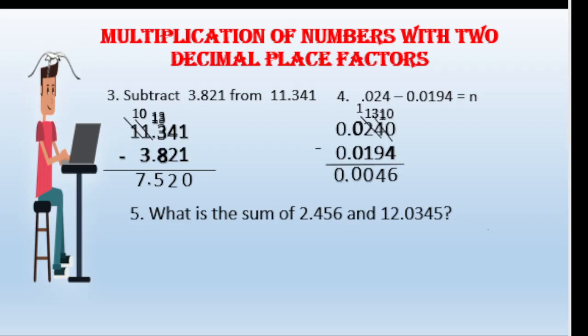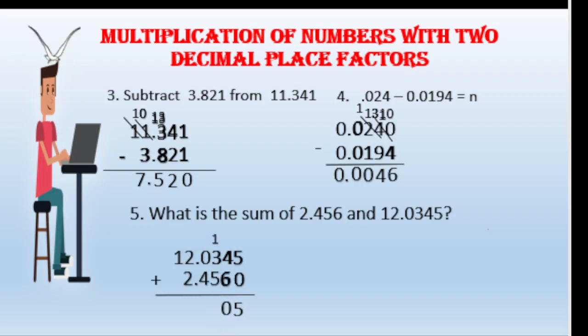Okay, next, what is the sum of 2 and 456 thousandths and 12 and 345 ten-thousandths? Again, arrange that in columns. So you have 12.0345 plus 2.456 equals, bring down 5. Then 4 plus 6 is equal to 10, carry 1, plus 3, 4, plus 5 is 9. And then 0 plus 4 is 4. And then 2 plus 2 is 4. Bring down 1. So, put in the decimal point. So, your answer is 14 and 4,905 ten-thousandths.